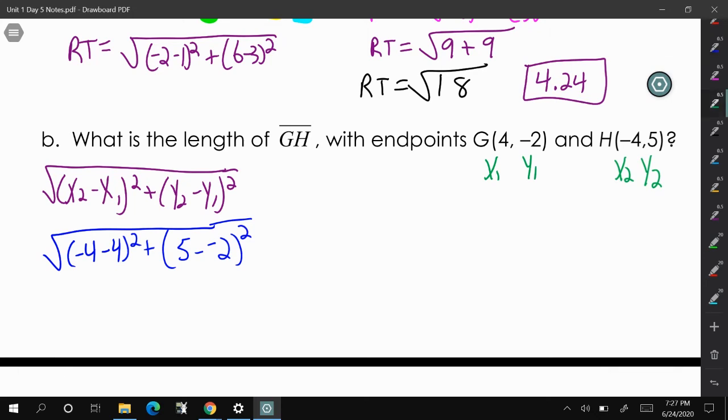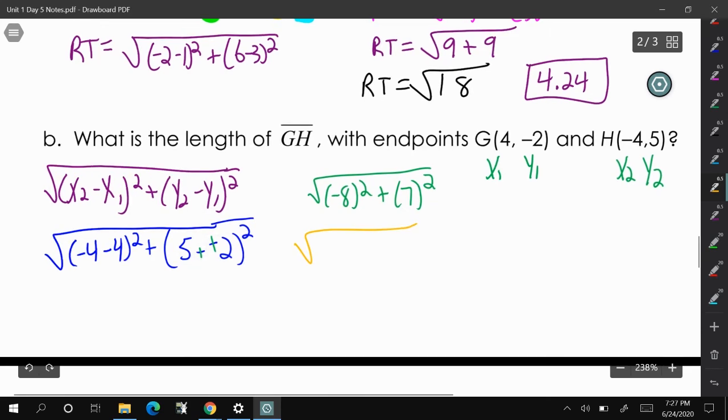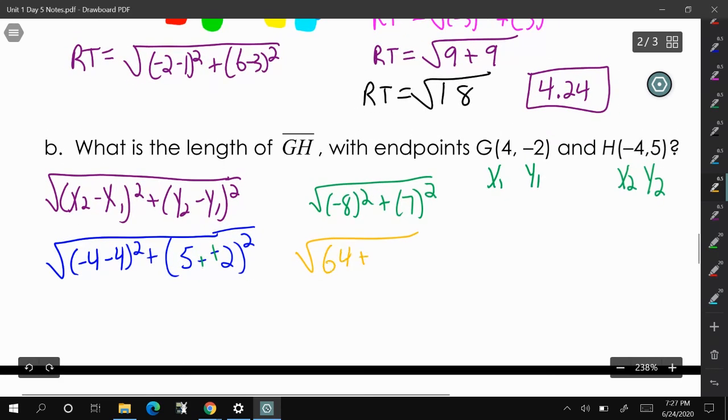-4 minus 4 gives us -8. Plus 5 minus -2, well, minus a negative makes it an addition problem. So that gives us +7 squared. So then we get 64 plus 49. That equals the square root of 113, and that equals 10.63.